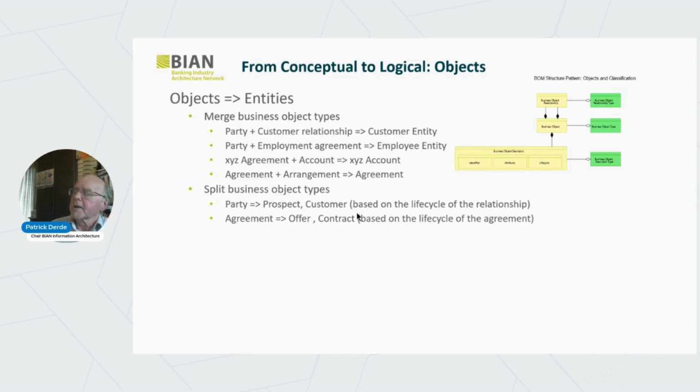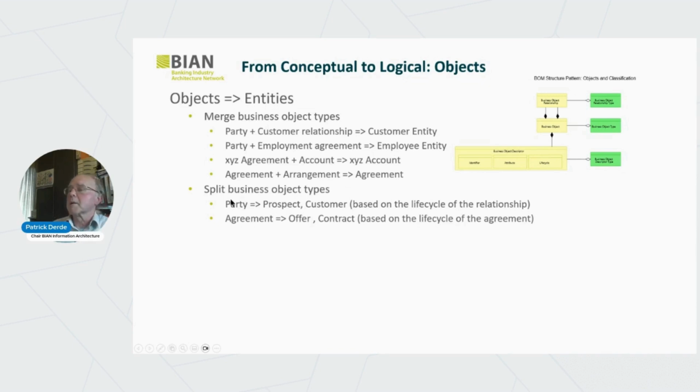Well, we will have the entity current account, or a savings account agreement plus an account, a savings account agreement, a loan account agreement, and so on. So very often we are going to merge atomic business object types into something aggregated. Merging business objects results in entities.